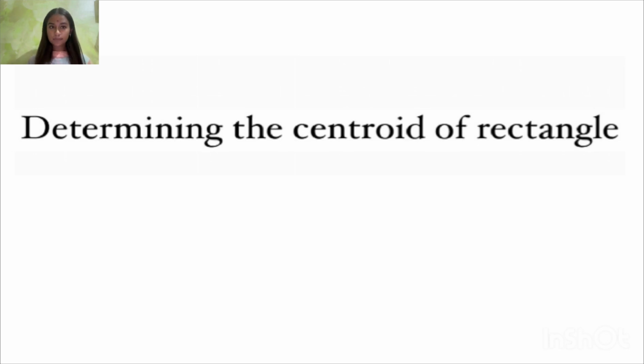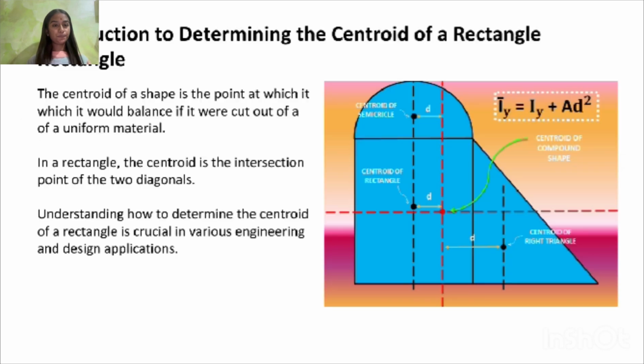Today let us discuss a topic: determining the centroid of a rectangle. Now, let us discuss an introduction to determining the centroid of a rectangle. The centroid of a shape is a point at which it would balance if it were cut out of a uniform material. In a rectangle, the centroid is the intersection point of the two diagonals.